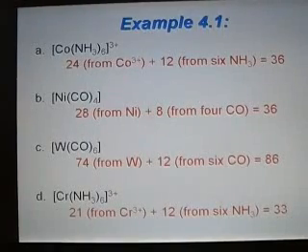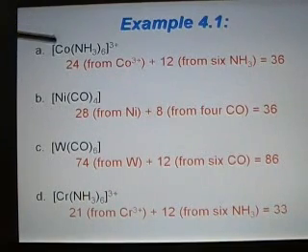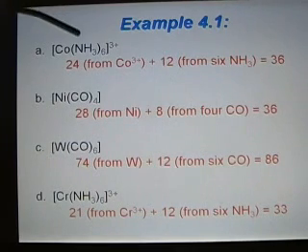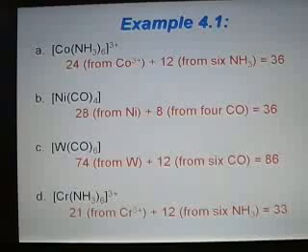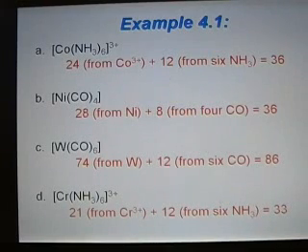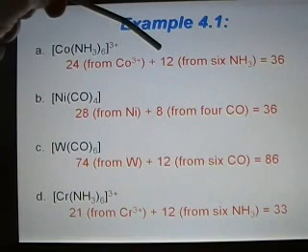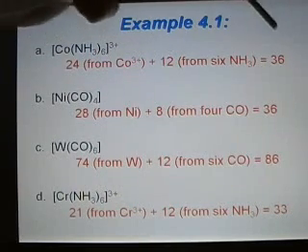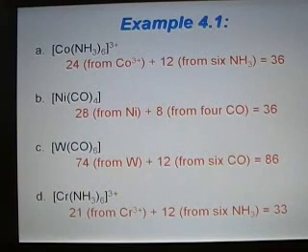The answer is found this way. So cobalt 3+ has 24 electrons. Neutral cobalt has 27, but since it has a 3+ charge, it loses 3 electrons, giving 24. Each ammonia contributes 2 electrons to the coordination compound. So 6 times 2 is 12 electrons from these 6 NH3s. 24 from cobalt plus 12 from NH3 equals 36 total electrons.